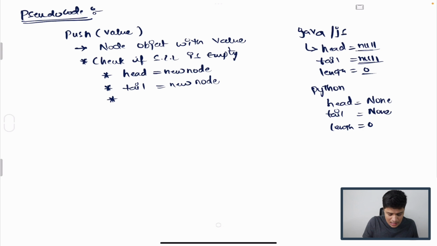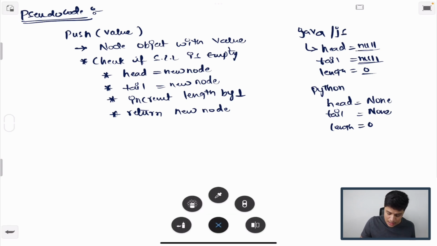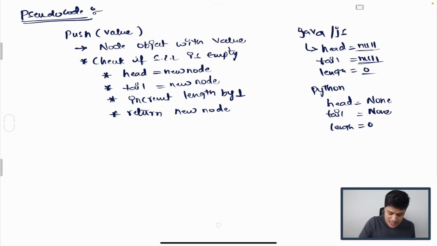And after that, we have to increment the length by 1. In the end, we will simply return the node that we have added. That is, whatever the new node object that we have created, we will return that. So this is the case where the singly linked list is empty.